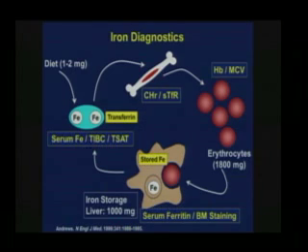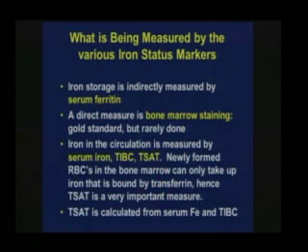And all of these diagnostic markers measure something or other in this iron cycle. So iron storage is indirectly measured by serum ferritin. It is directly measured by bone marrow staining, which is the gold standard, but rarely done. Circulating iron is measured by serum iron, TIBC, the total iron binding capacity, and the TSAT, or the transferrin saturation.